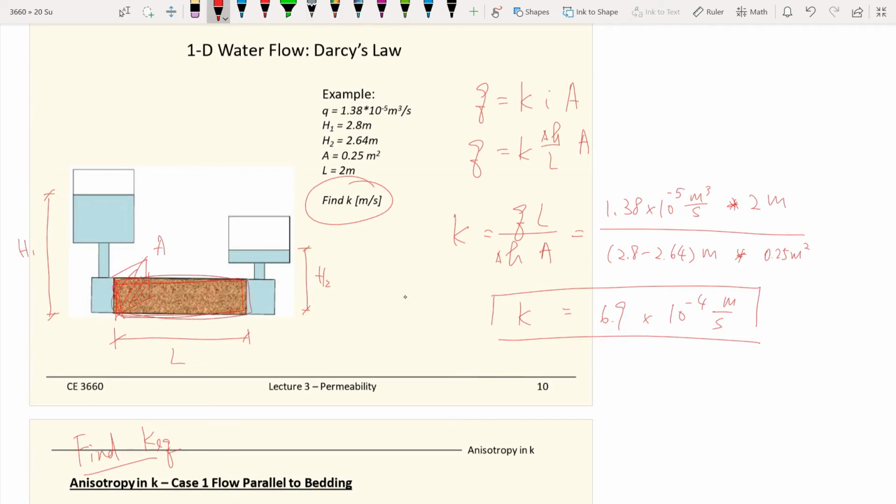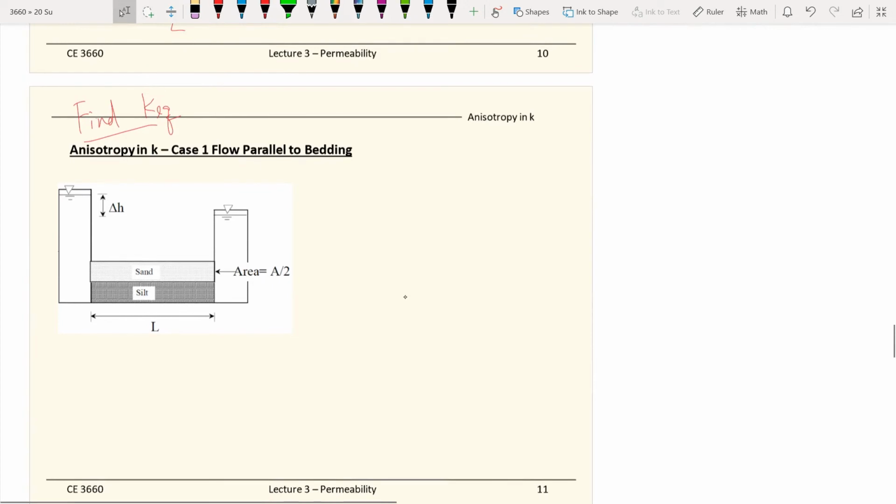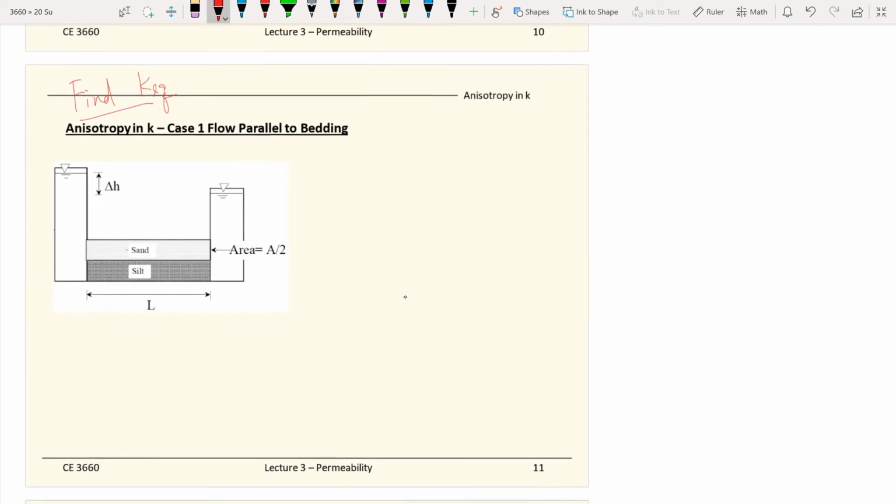If we only have one type of soil, which is homogeneous, the Darcy Law allows us to find the hydraulic conductivity at the end of the day with some simple measurements. But when we have two soil layers right here, given this example, we have a sand and a silt layer, it requires a little bit more work to find the hydraulic conductivity, what we now call the equivalent hydraulic conductivity, that can represent a system that has more than one type of soil. And we have two cases to deal with.